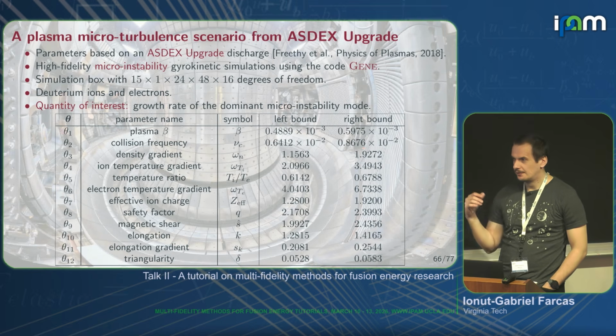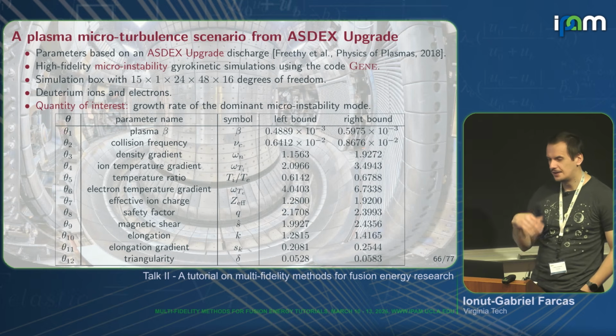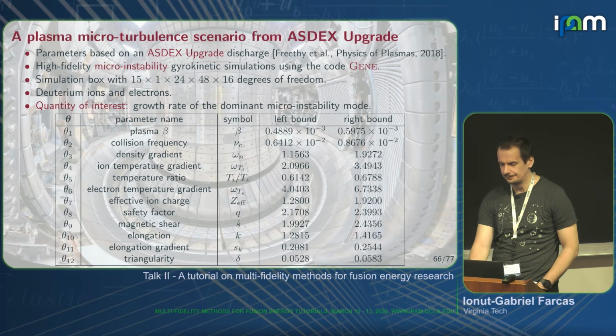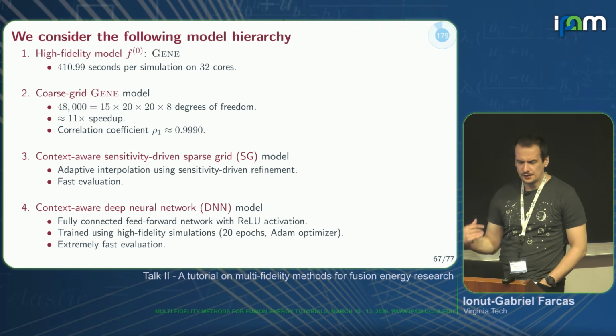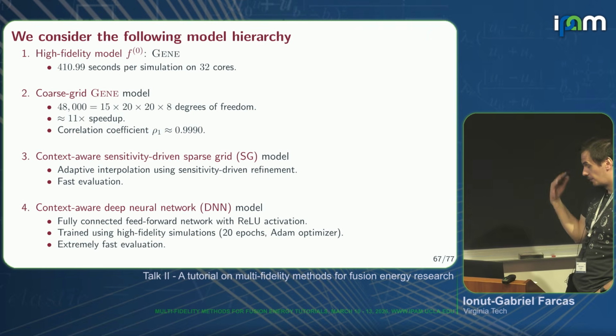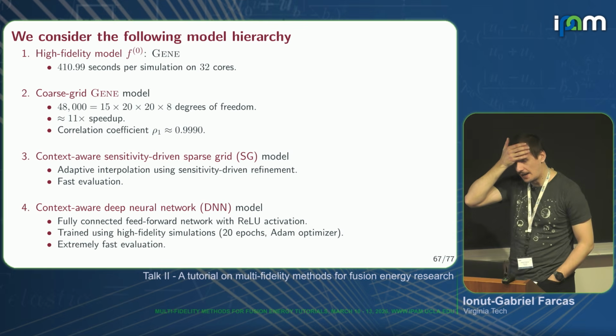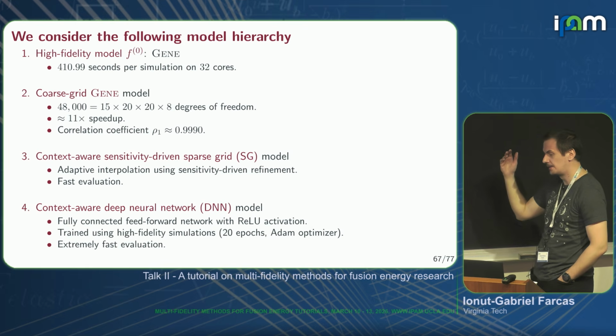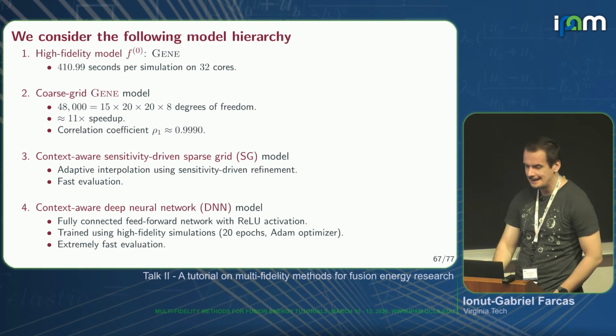And this was, for the purposes of uncertainty propagation, a 12-dimensional case. So we had 12 parameters that varied. We have considered four models in our hierarchy. So the high-fidelity model is given by GENE, so plasma micro-instability simulations with GENE.